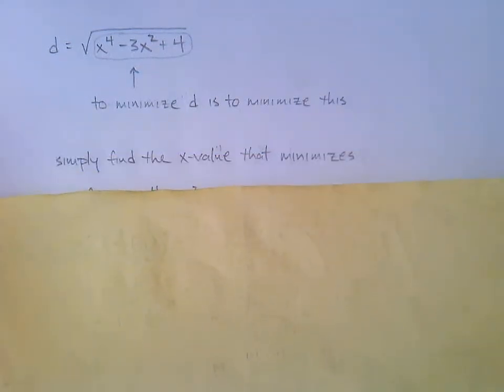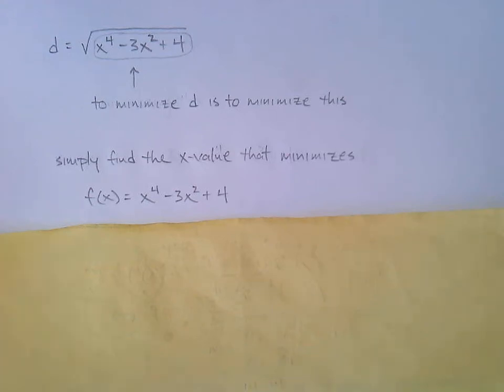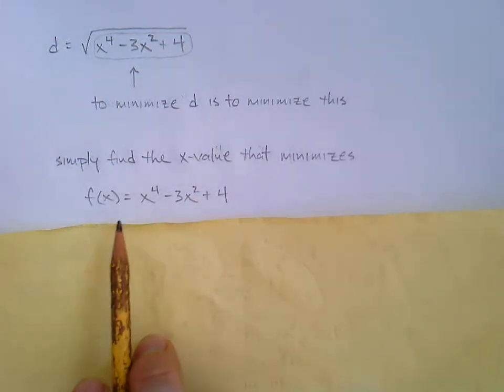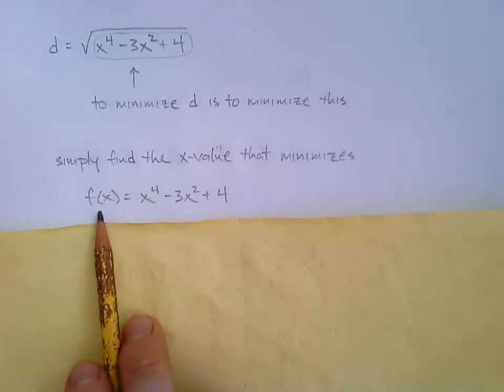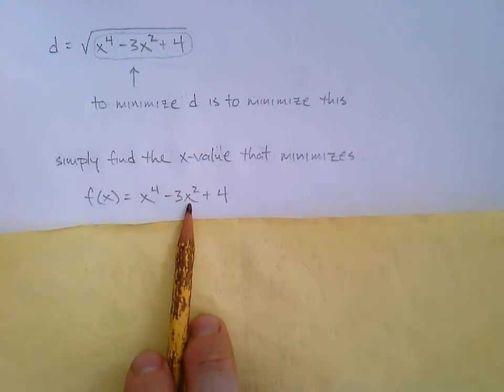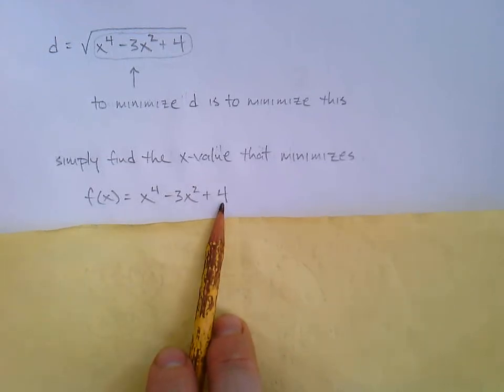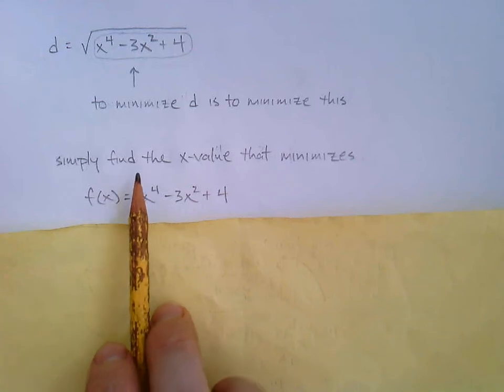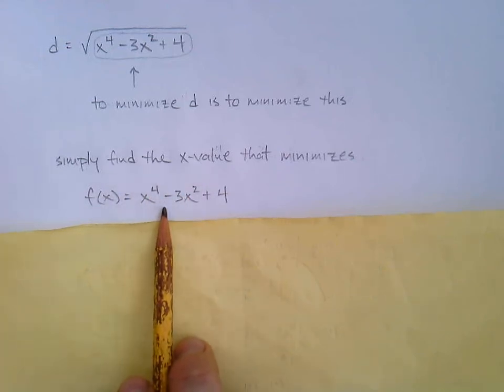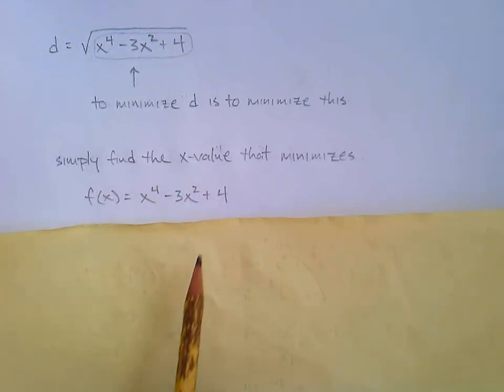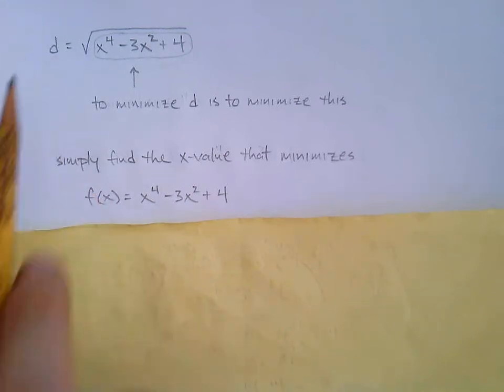We're simply going to find the x value that minimizes, and we're just going to call it by a new name, f of x equals x to the fourth minus 3x squared plus 4. Let's find the x value that minimizes this. That same x value minimizes d.